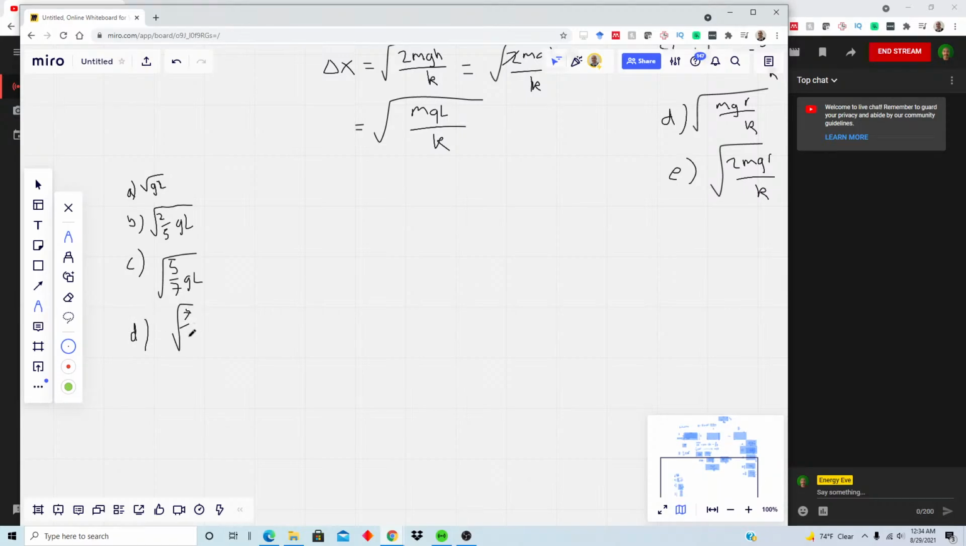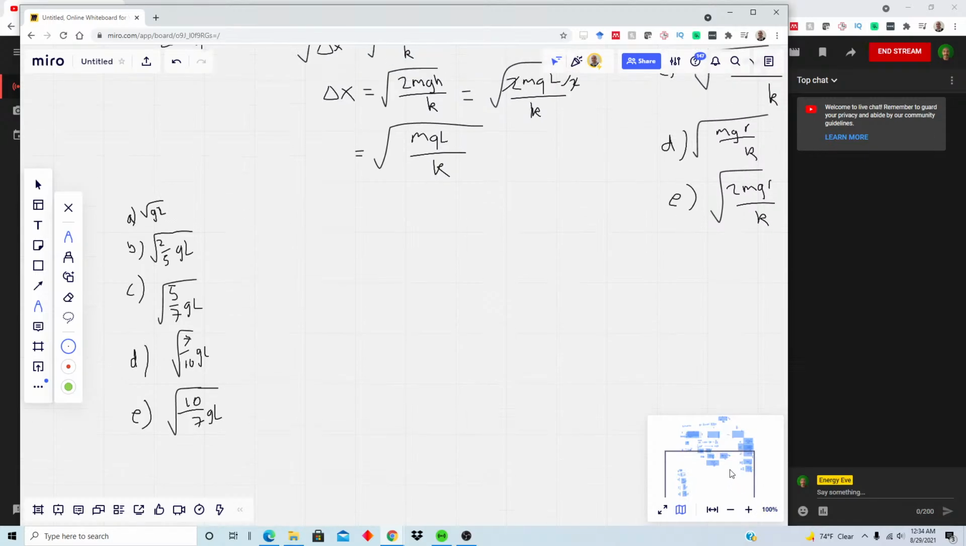7 over 10 GL. 10 over 7 GL. So we know GL is going to be an important factor to this, but it's okay. So what we care about is the energy initially stored in the spring. Again, it's going to be 1/2 K delta X squared. And we just solved for what delta X is, this.